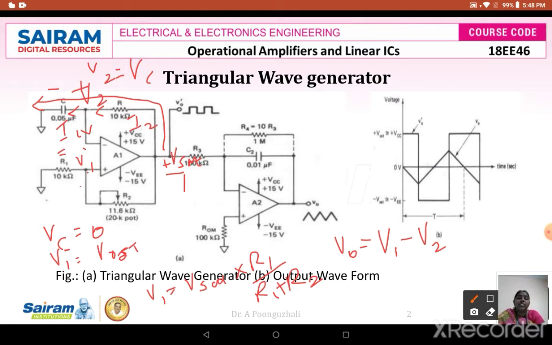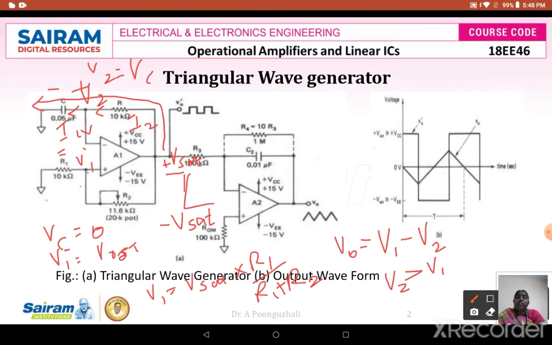Now your capacitor is going to be charged. At one stage, when the capacitor is charged to the maximum value, the voltage across the capacitance, your V2, is going to be greater than your V1. When V2 is greater than V1, this becomes negative. So the output becomes negative, meaning my output goes from plus Vsat to minus Vsat. So now my output is going to be at minus Vsat.